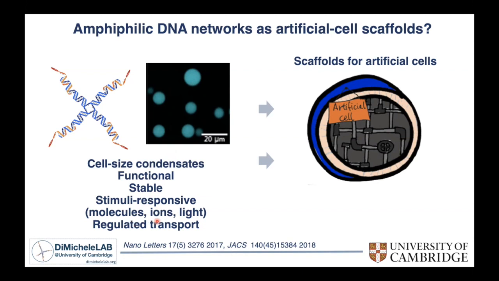So they tick a lot of boxes, but one box that they didn't tick is that we didn't have a way to create internal heterogeneity within these condensates. We didn't have ways to arrange different molecules in different locations of these aggregates, which, as we said, is really an important ingredient in engineering synthetic cells, because you want to be able to spatially organize different functions. So the question that I'm going to address now is, how do we establish internal heterogeneity within these DNA condensates?